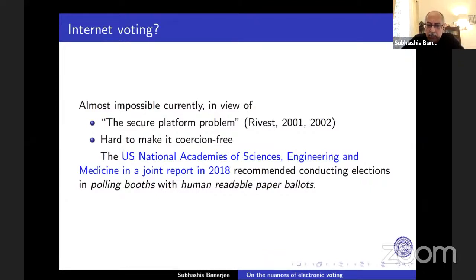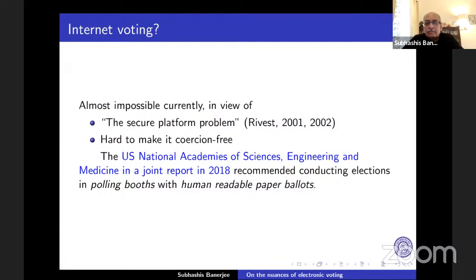And there is a joint report of the National Academies of Sciences, Engineering, and Medicine that came out in 2018. It's a 200-page report. And that recommended that the US presidential election of 2020 be conducted in polling booths. There should be strictly polling booth protocol. There should be no internet involved. And there can be electronic voting, but it should always be accompanied by human readable paper ballots for audit. Right? So that was a nutshell recommendation of the committee.